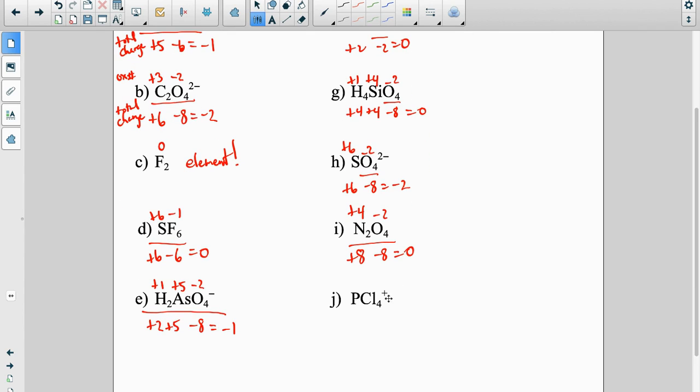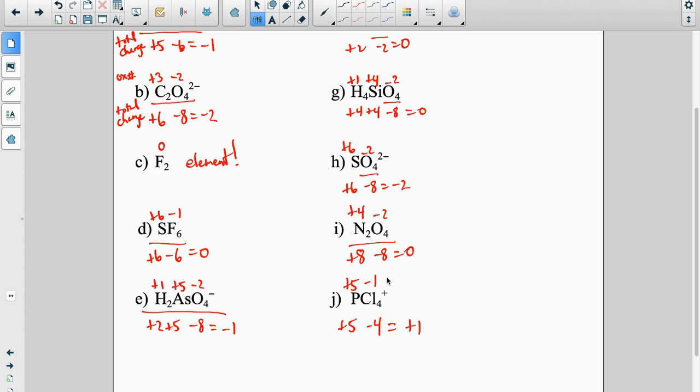Finally, J, this is an ion. Our charge needs to add up to +1. Okay, Cl is a monatomic ion here. We're going to give it a -1 charge. -1 times 4 is -4. And then in order to get a +1, we need a +5 for the phosphorus. And there we go. We've assigned our oxidation numbers.